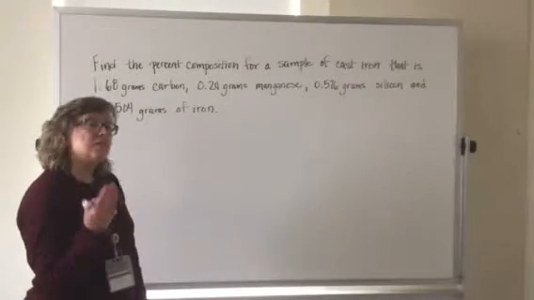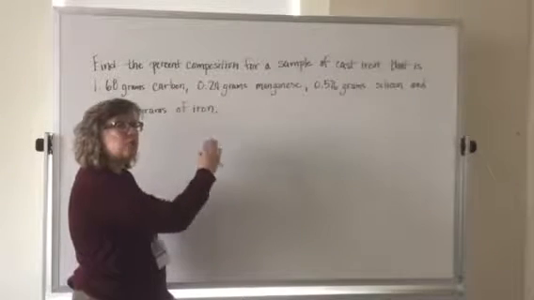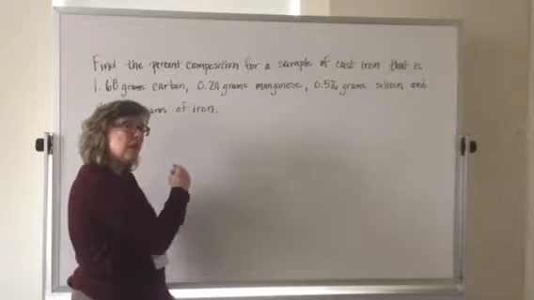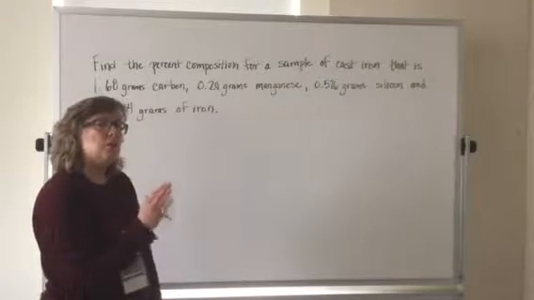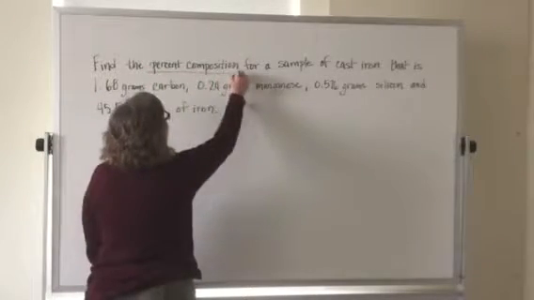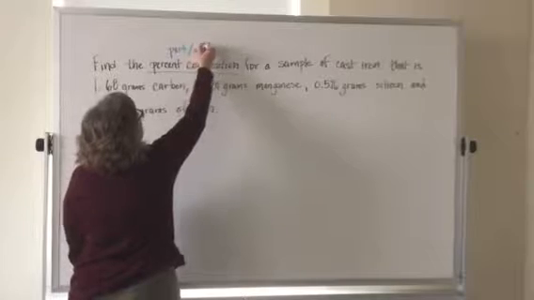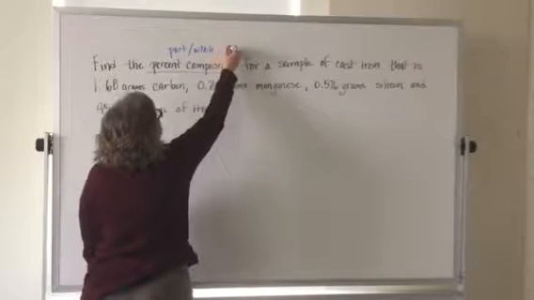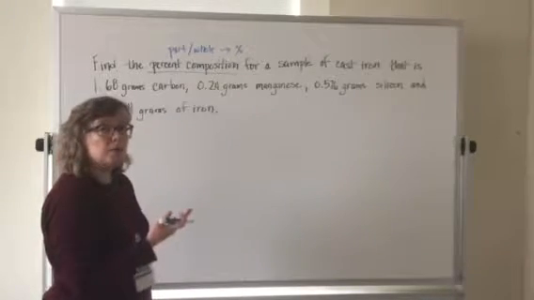Percent composition, except this time you're not going to have to look at a chemical formula and use molar masses of the individual elements and divide by the molar mass of the entire compound. We're going to do it slightly differently. We're still looking for that percent composition, meaning that part divided by the whole. And our goal is to get a percent of each element in that compound.